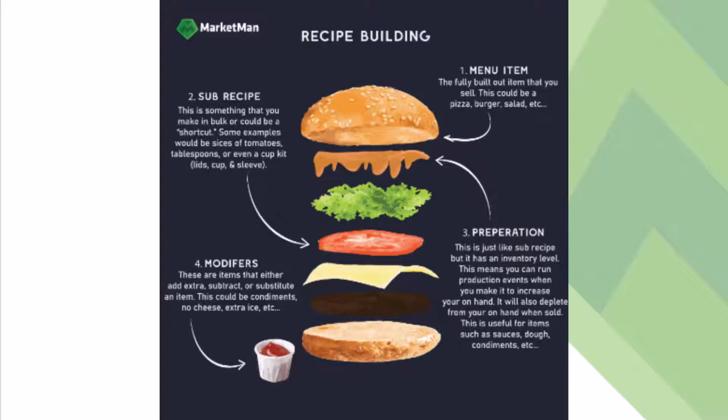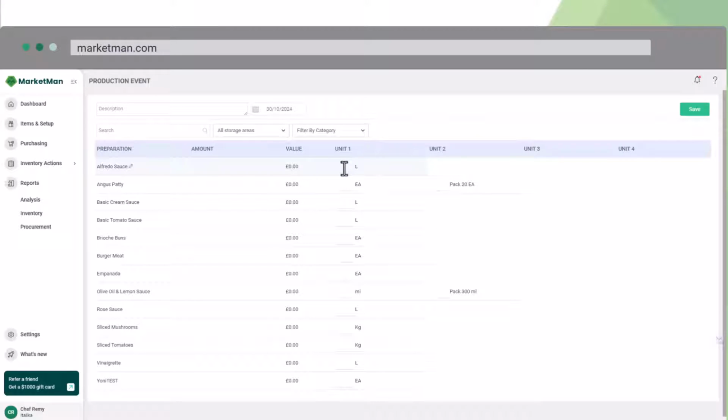On the other hand, for preparations, you need to run a production event every time you make it. This is exactly how you will be able to track its inventory. Let me illustrate this with another example. 1 liter of Alfredo sauce contains 1 liter cream, 250 grams garlic, and 100 grams onion. So when we run the production event, all those ingredients will deplete from the on-hand level.